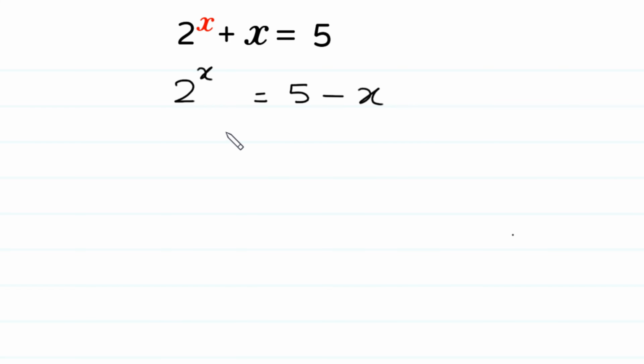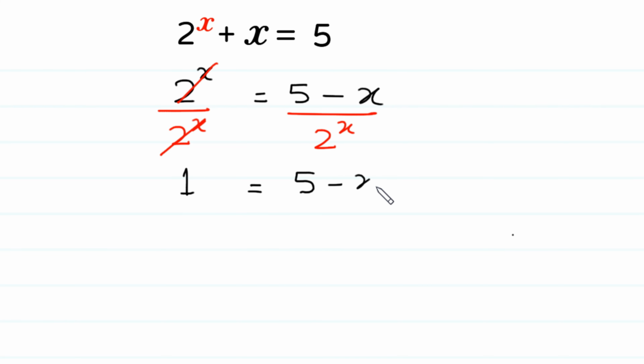Next we divide both sides by 2 to the power x. At left side divided by 2 to the power x and right side divided by 2 to the power x. This 2 to the power x will be cancelled with this 2 to the power x and here left 1 is equal to 5 minus x times this 2 to the power x can be written as 2 to the power negative x.